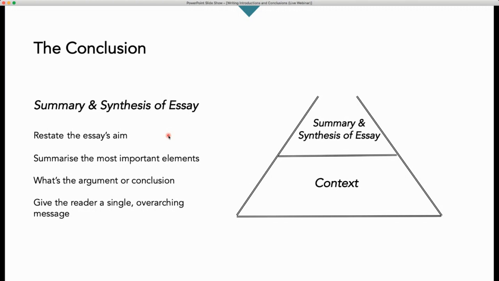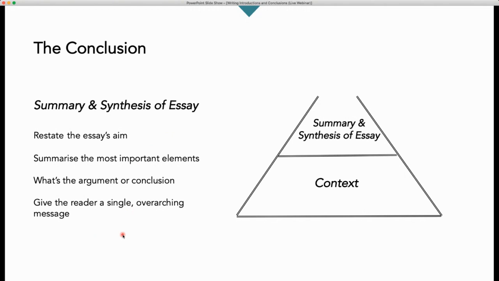And what this part of the conclusion really is about is summarizing the most important elements. What's the argument or conclusion? What's the general takeaway message you want your reader to understand from this? I've said there, give the reader a single overarching message, because it's not about all of the little components at the end. It's about how all of those little components fit together to form a whole.